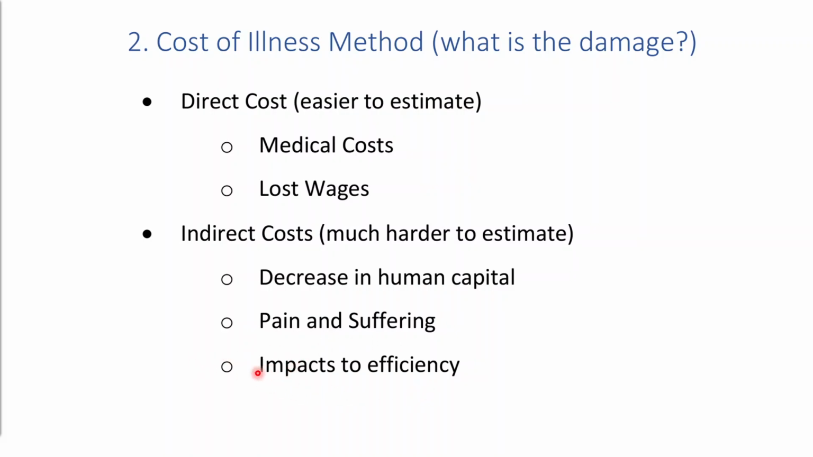Impacts to efficiency. Now this is different from decrease in human capital. Impact to efficiency is, for example, if there is pollution, then you can't go to the office because the air quality is too hazardous. So you have to work from home, or you can't work as long. Let's say because of the air pollution, you cannot work for long periods of time. You have to take breaks, right? And so there's a decrease in efficiency of your work. But you're not handicapped. You're not suffering directly from the pollution. So that is what we mean by impact to efficiency.